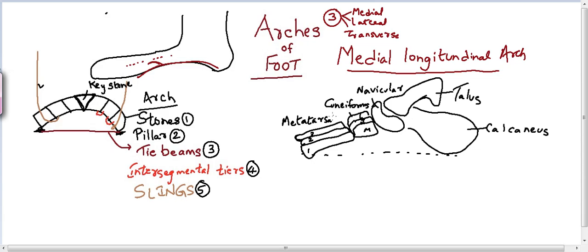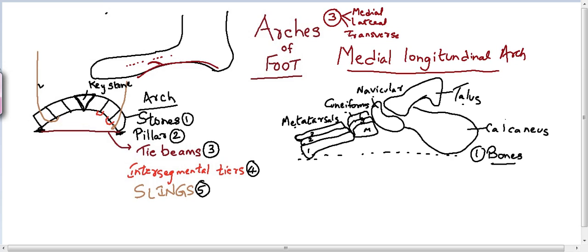So without much theory, I will tell you practically what are the stones, pillars, tie beams, intersegmental ties and slings in the medial longitudinal arch. Let's concentrate here. The stones over here are the bones. So name the bones forming the medial longitudinal arch. They are, from posterior to anterior, the calcaneus, talus, navicular, the three cuneiforms, medial, intermediate and lateral cuneiform, and the three metatarsals, the first, second and third metatarsal.